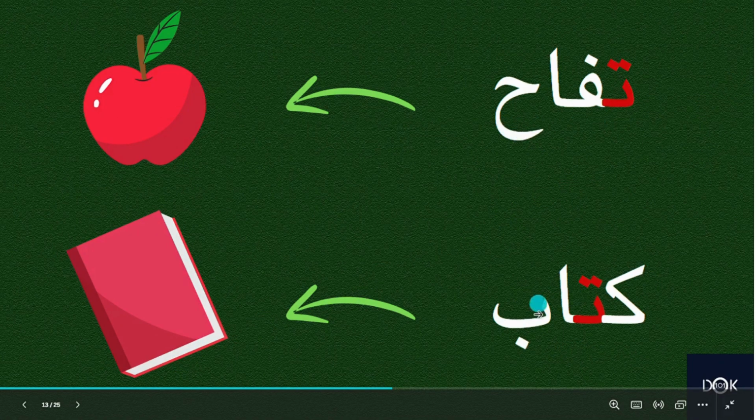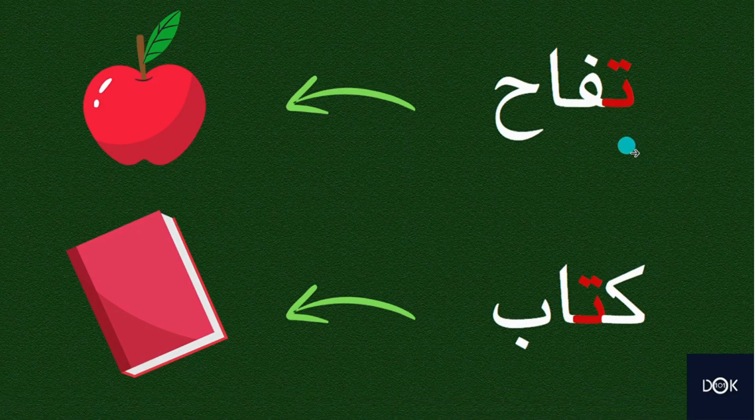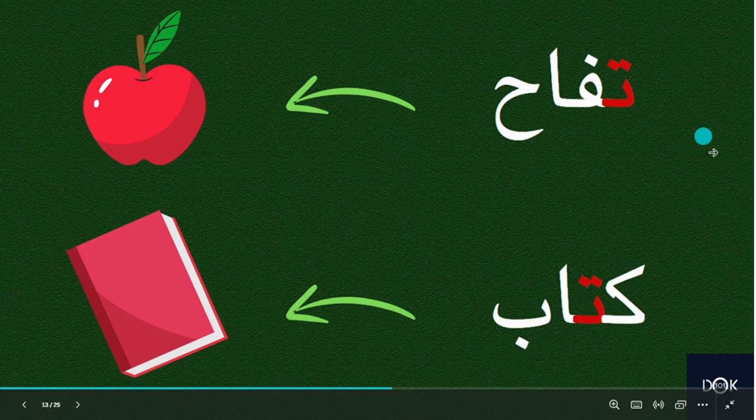Tufah, kitab, ta, t, tufah, kitab. And that's it for ta. How easy is that?